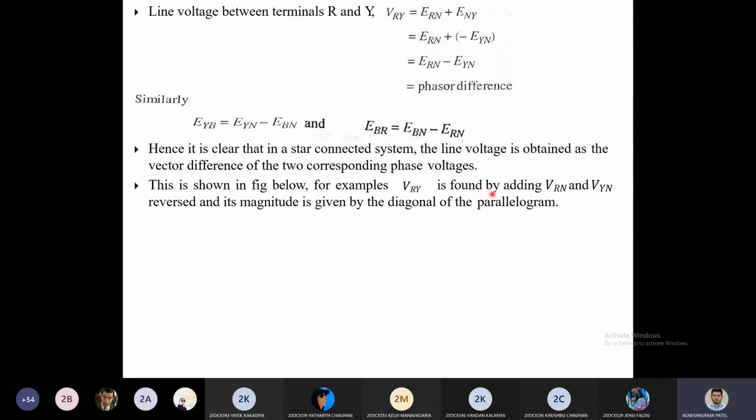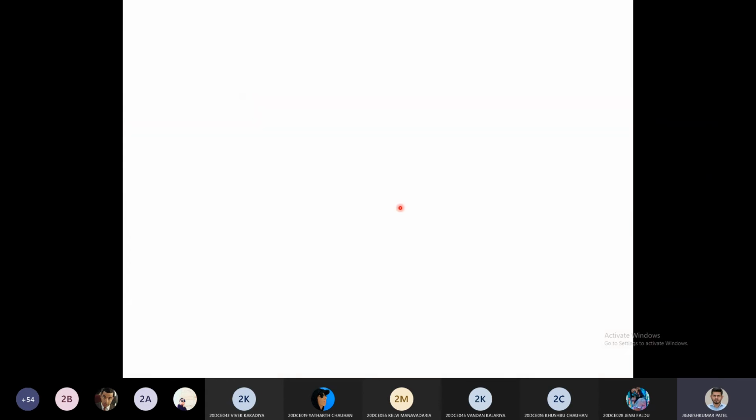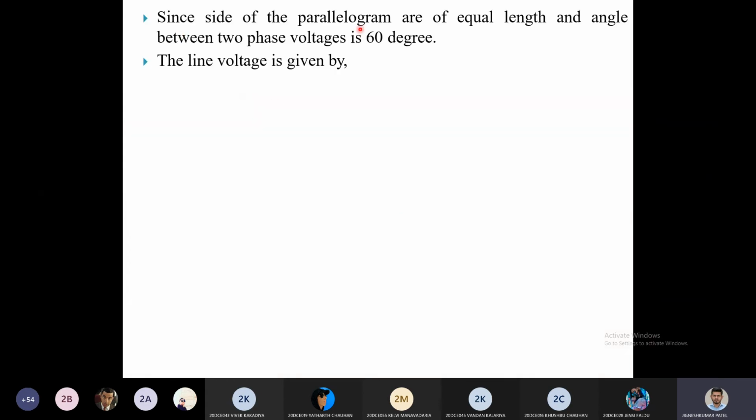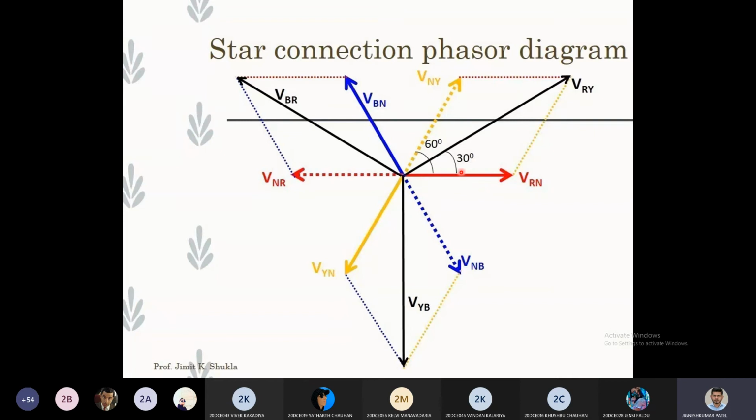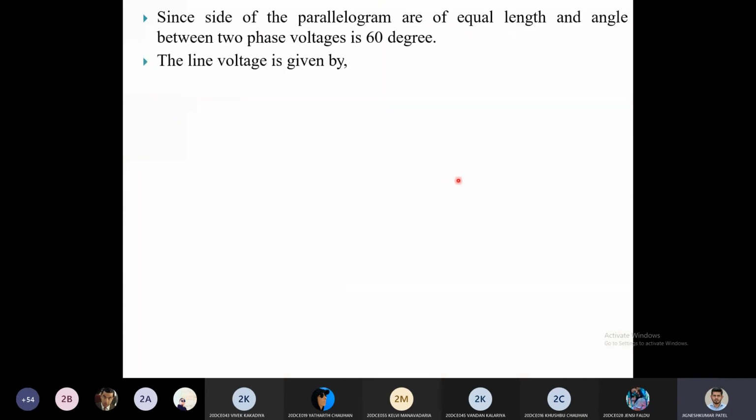This is shown below, in VRN, and this is written, just why we have taken it like this. Okay, since the sides of the parallelogram are of equal length and the angle between the two phase voltages is 60 degrees, the line voltage is given by VRY is equal to VRN minus VYN, that is 2 V phase cos 60 by 2. Okay, how does that come? We know that the angle is 60 degrees. That's why we can do this.